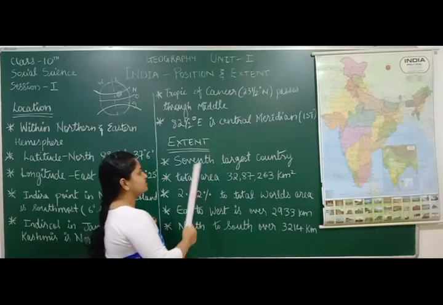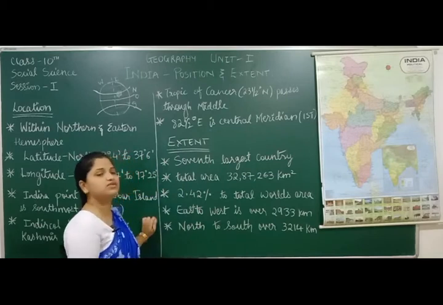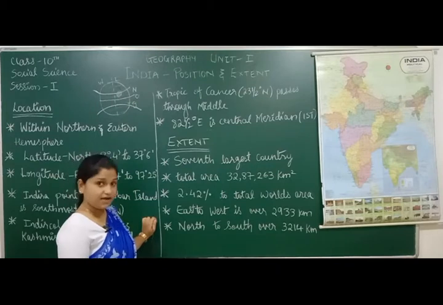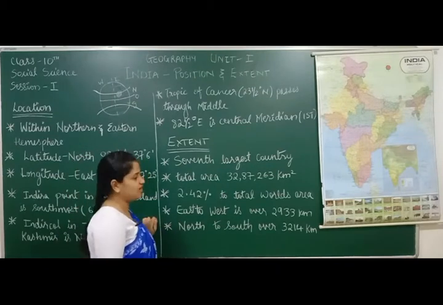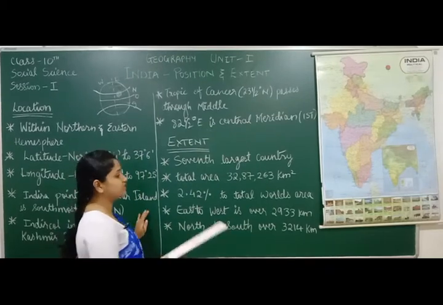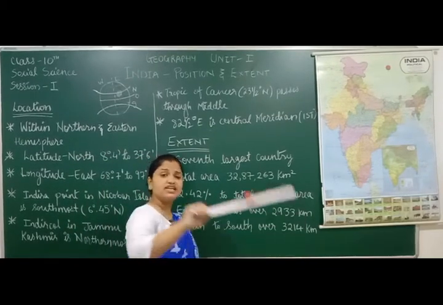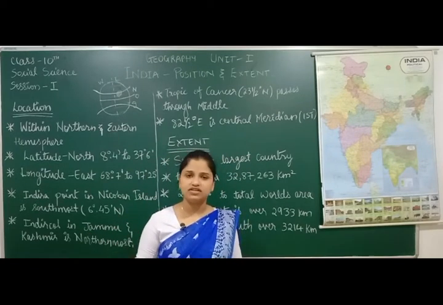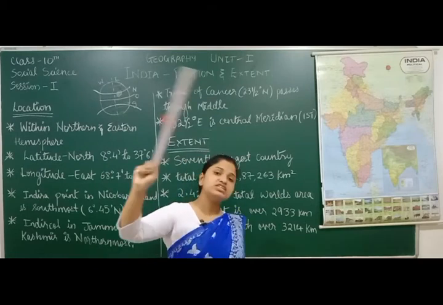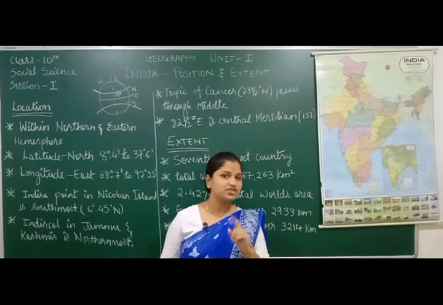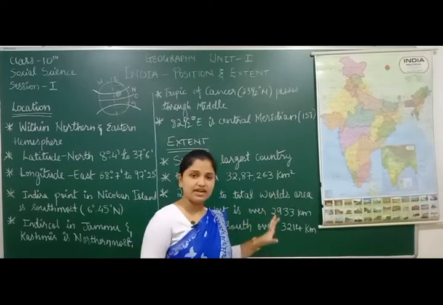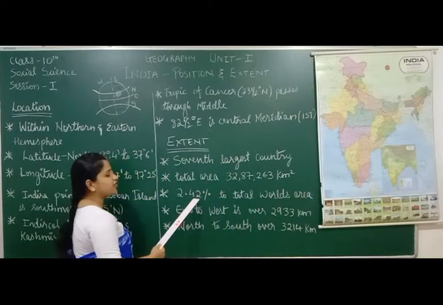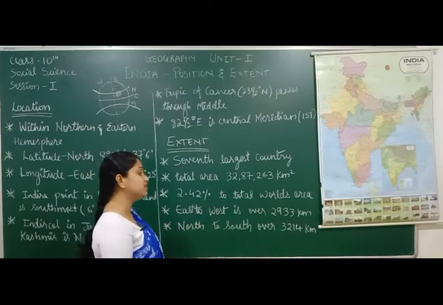See, India is the 7th largest country in the world. So there are 6 more countries which are larger than India. Also, a very important point is when you see the total area of the world. I showed you the globe, which has all the different countries, places and continents, right? In that total area, we're considering only land, not water. Out of that 100% land area, India occupies 2.42% of the total world area.